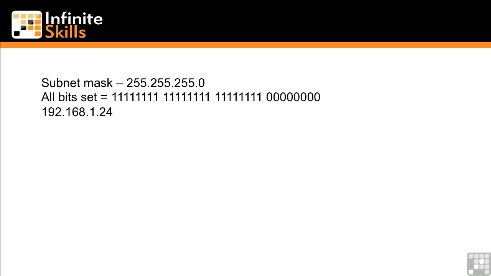So let's look at an IP address again. 192.168.1.24. If we've got a subnet mask of 255.255.255.0, which portion of that IP address is for the network and which part is for the host? Since all of the bits are set in the first 3 octets, that means all of those positions, all 3 octets there, are for the network. That leaves the 4th octet for the host.